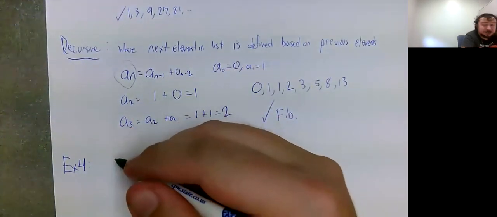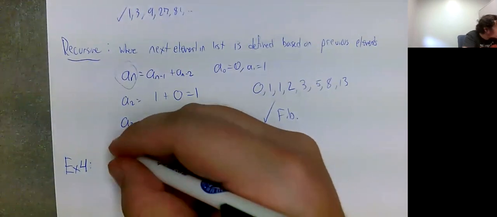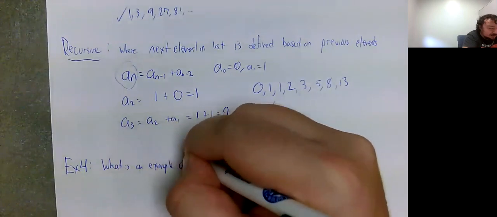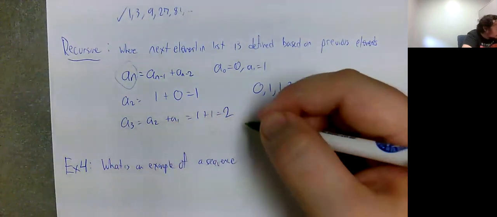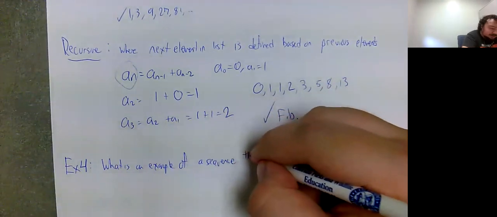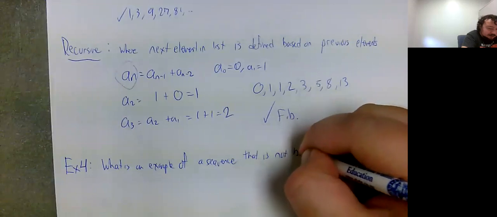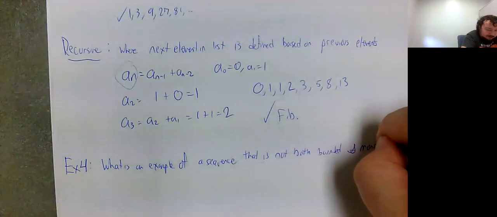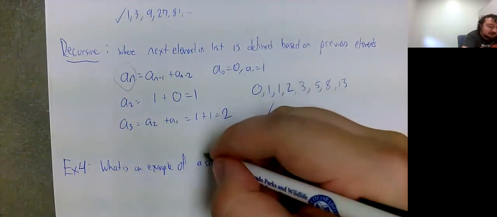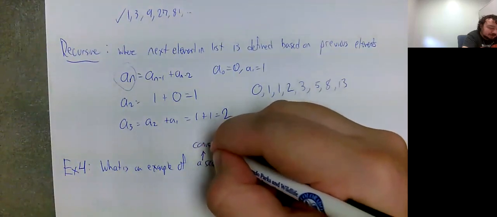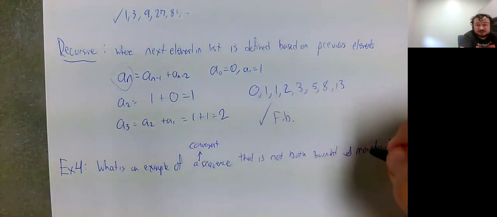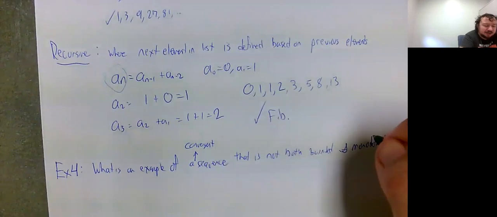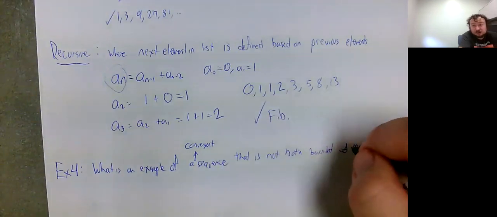So here are some questions about our terminology. These are sort of some hypothetical questions. What is an example of a sequence that is not both bounded and monotonic? Looking at the notes here, I think I meant to say convergent sequence. It's really easy to come up with something that's not both of these, but a convergent sequence, well, remember, it can't be both bounded and monotonic. It can't be both of these, but it could be one of these.